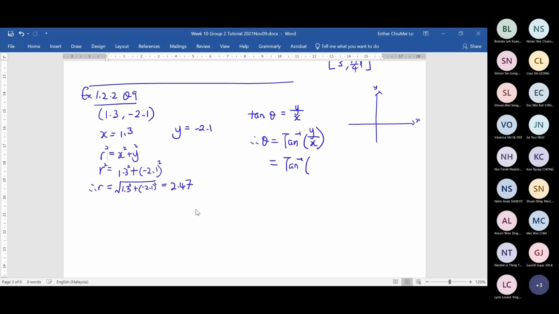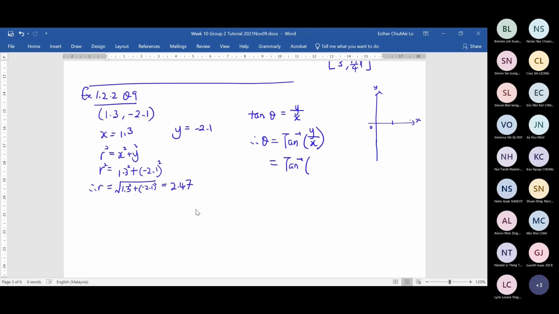Or else for this question, say your 1.3. Give me a straight line. 1.3 here, and then your y is negative, because I want you to know which quadrant it belongs to. Because for tangent to be negative, it could be in two quadrants. We are not quite sure, correct, class? But we have to know here. You can put in the point, so don't worry about which quadrant it belongs to.